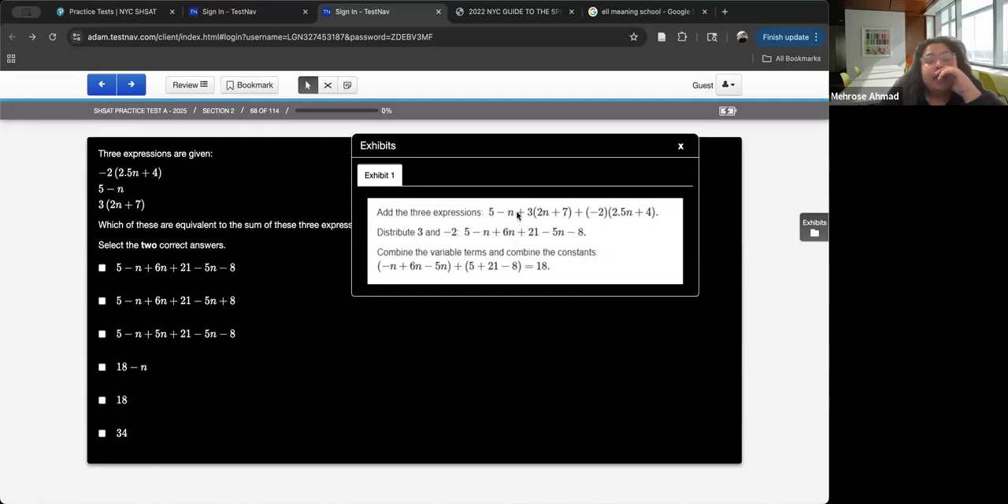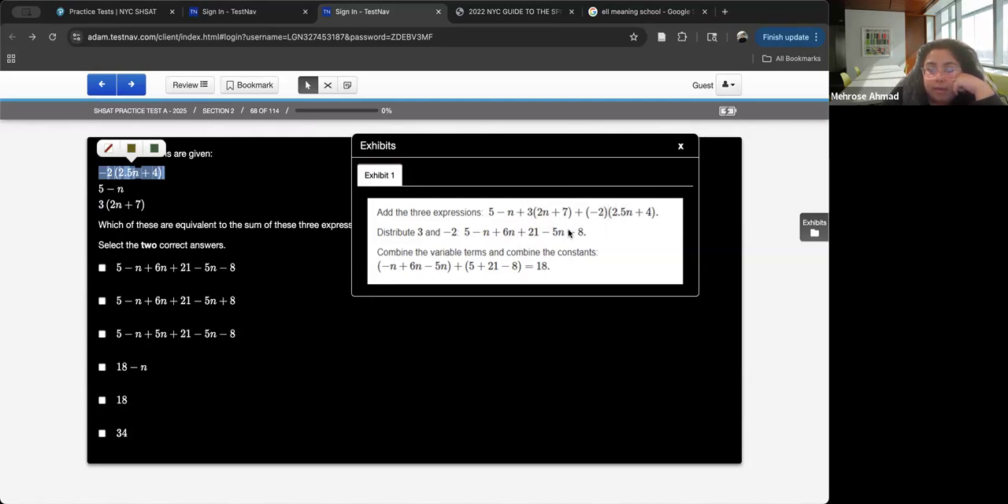So 5 minus n, and then you're adding 3 times 2n plus 7. So you're adding this expression, and then you're adding this expression. They just wrote it out. Then what do they do? You need to distribute this 3 to the 2n and the 7, and this -2 to this and this. So when you're distributing, 3 times 2 is 6. That's where they get the 6n from. Positive 3 times positive 7 is positive 21. So this expression, 3 times 2n plus 7, is 6n plus 21. They did the same exact thing here.